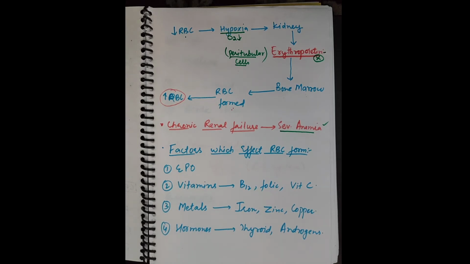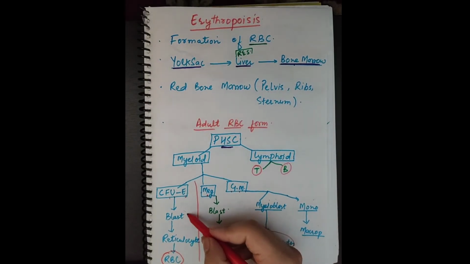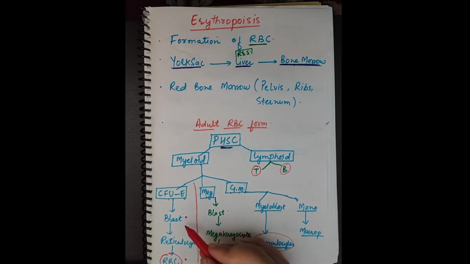Okay, what are the factors which affect RBC formation or erythropoiesis? Number one is the erythropoietin, as we discussed. Erythropoietin is a very important molecule. Second are some of the vitamins which are involved in the synthesis of hemoglobin. You require vitamin B12, folic acid, and vitamin C. These are very important things which are required for erythropoiesis. Vitamin B12 and folic acid are very important for maturation. What is maturation? Conversion of this blast cell to a mature cell. This is known as maturation. For this maturation, we require vitamin B12 and folic acid.